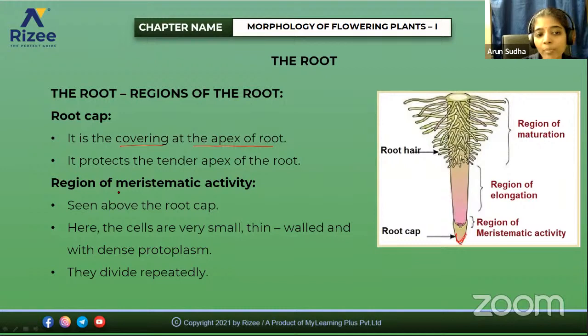And then the region of meristematic activity. What do you mean by meristematic activity? Here only cell division is taking place, that is the multiplication of cells, seen above the root cap. Here the cells are very small, thin walled, and with dense protoplasm. They divide repeatedly, that is, rapid cell division takes place here. Region of meristematic activity is above the root cap.